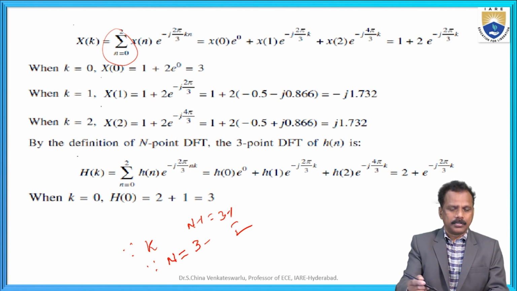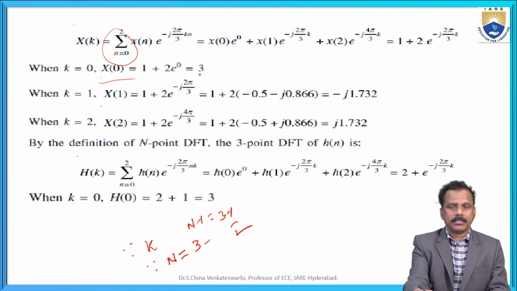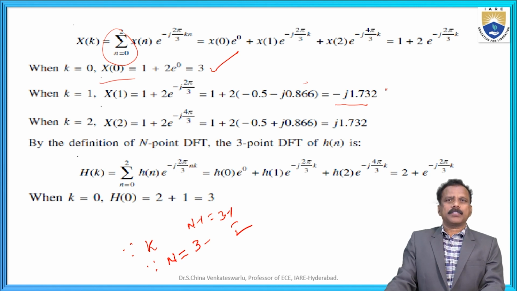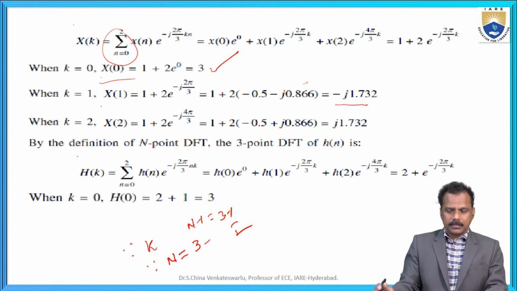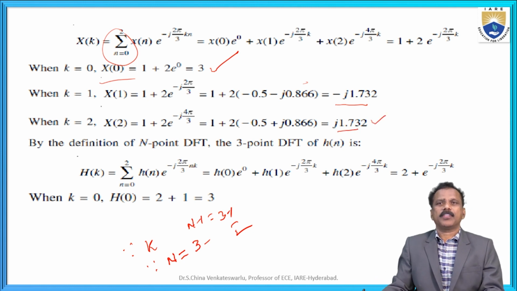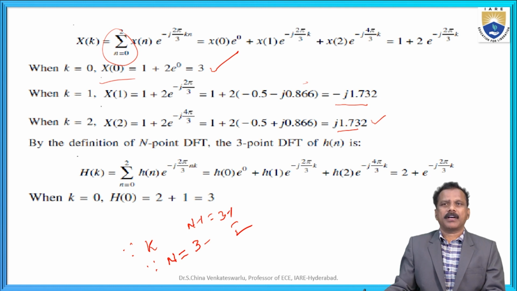Finally, for k equal to 0, x of 0 is 1 plus 2 and e power 0, which equals 3. For k equal to 1, the value is minus j 1.732. For k equal to 2, x of k is j into 1.732. By the definition of the N-point DFT, the 3-point DFT of h of n is h of k.